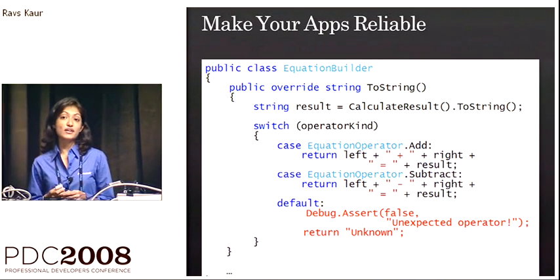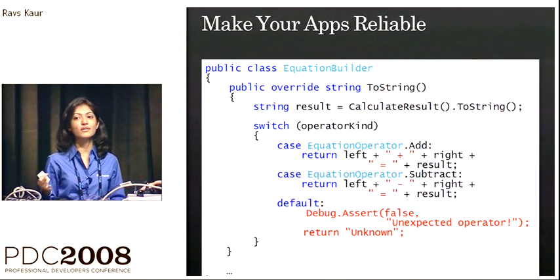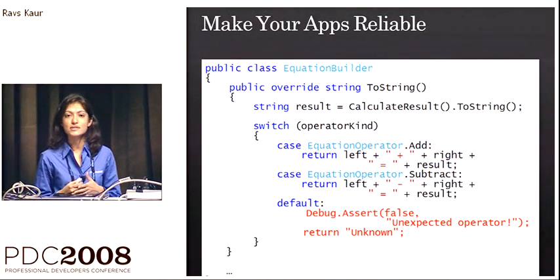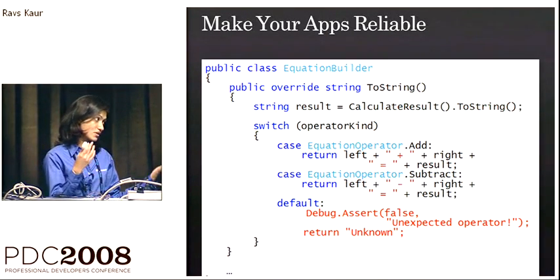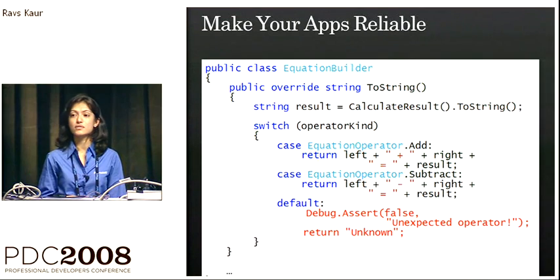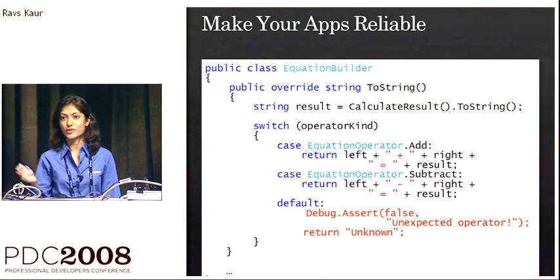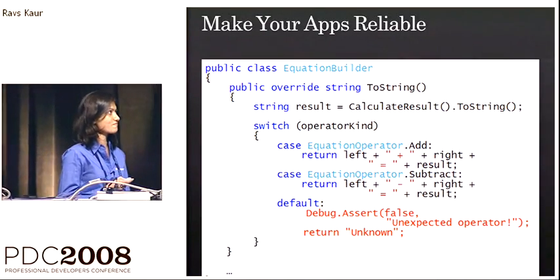What could you have done instead? Well, return unknown, have debug assert statements. It's much better than your app crashing. You could use this unknown later to display an error to the user saying, I don't understand this operator. Can you try again? It's better than the crash.